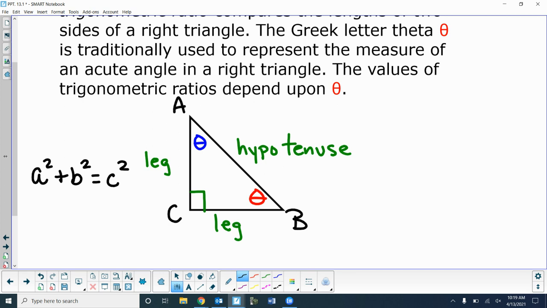That's our Pythagorean theorem. It works for right triangles. It has to be a right triangle, Trent, for that little formula there to work.